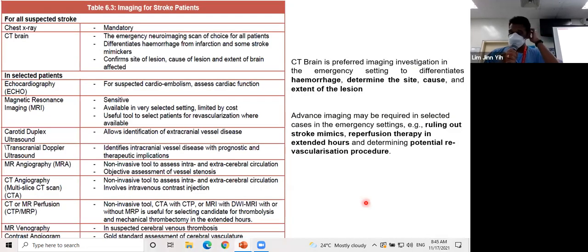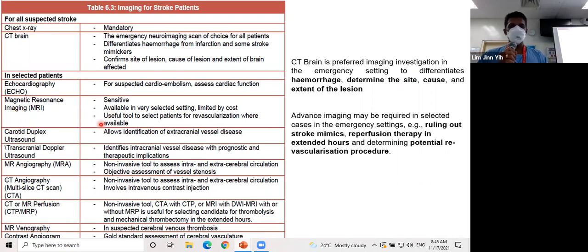All right, so for the imaging, Leong already explained there were a few that he mentioned, such as CT perfusion, CT brain, of course, and chest X-ray and all. But we do have other modalities besides this. So what are the other modalities that we have? We have MRI as well, but again, this is in very limited settings. We have to bear the cost and all that.